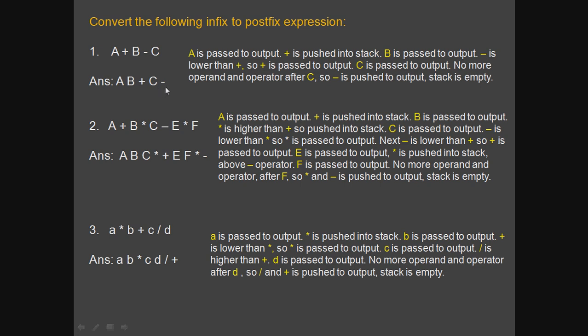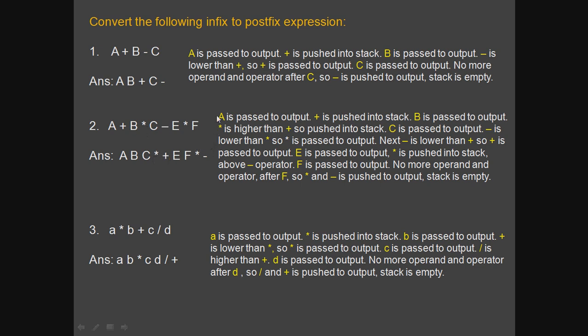In postfix notation there is no precedence level of the operators; there is no hierarchy system among the operators. Now next we have to convert this infix expression, a plus b into c minus e into f. The answer is abc into plus ef into minus. As you can see, plus comes first and multiplication comes second, so actually it should come like that, but how do we get this? I have explained it here.